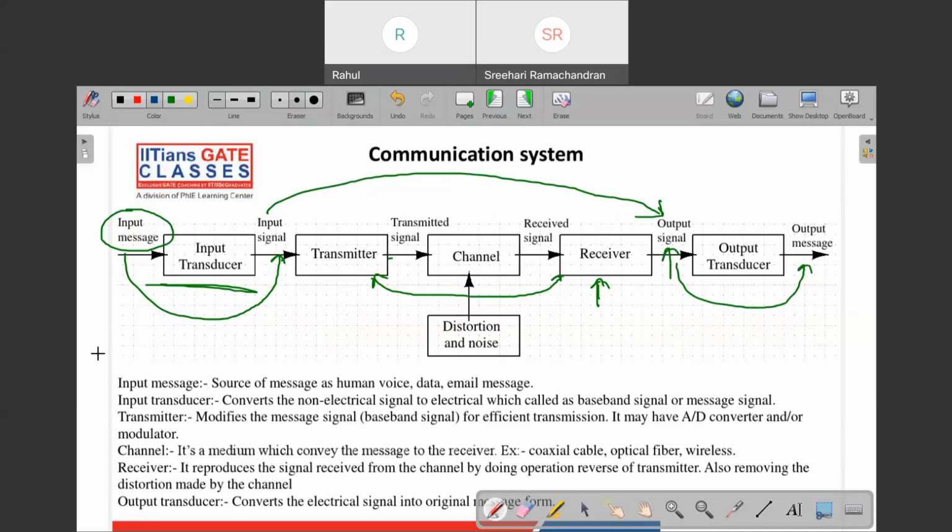The important things we will cover are the transmitter, channel, and receiver, and there is something called distortion and noise. When the signal is going through the channel, there are a lot of noise sources that come into the picture, and those noise sources will try to distort the signal that we want to transmit and receive. So we will analyze this noise and distortion also in the syllabus. So these are all the basic building blocks. Let me go to the next slide.